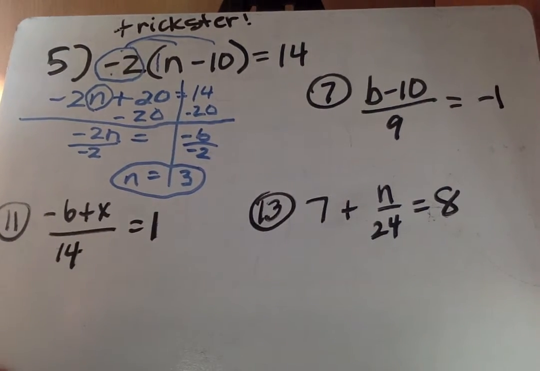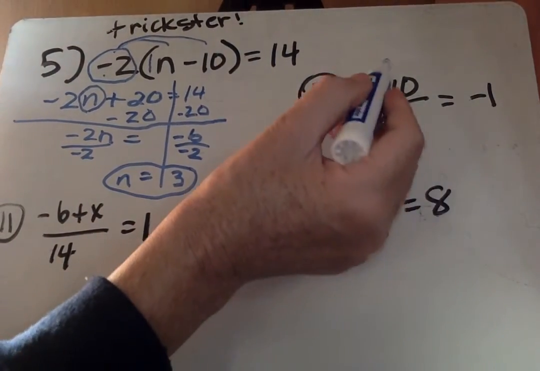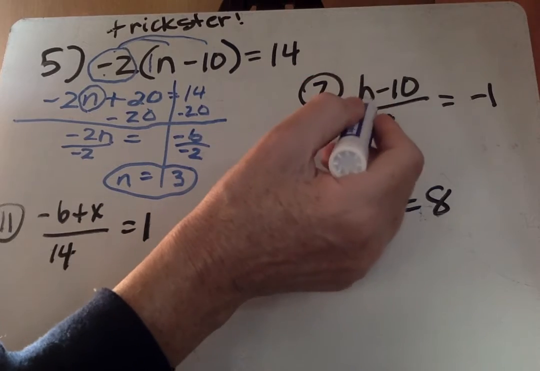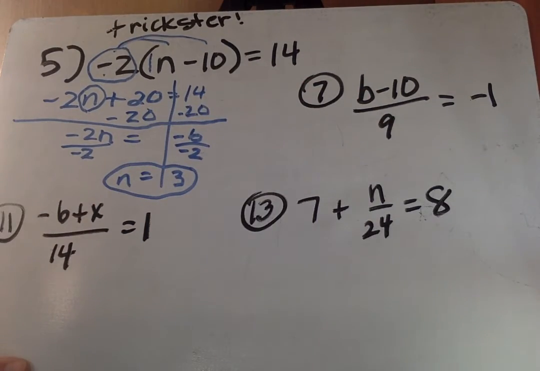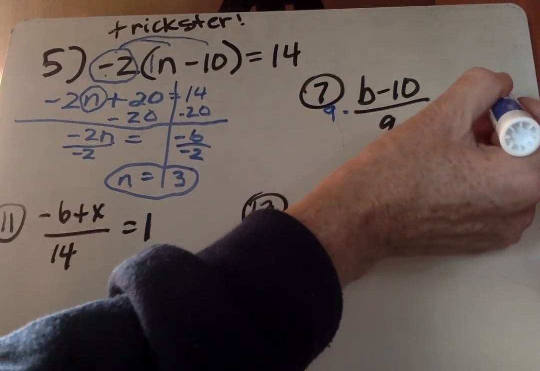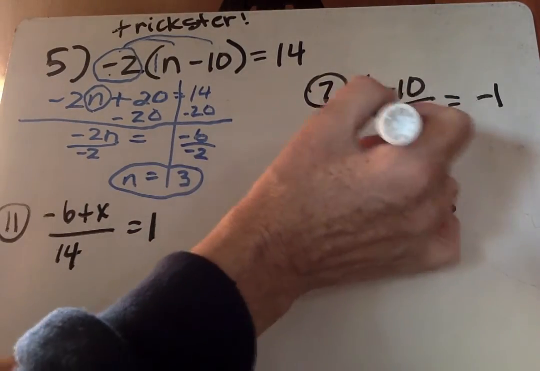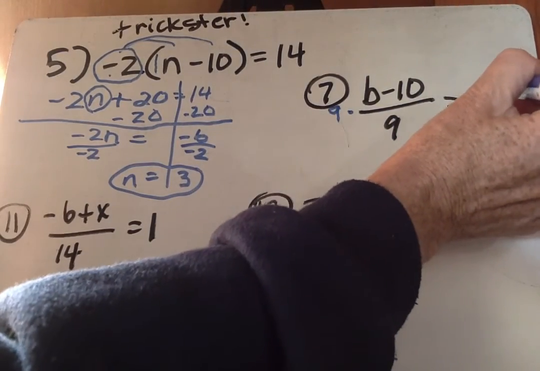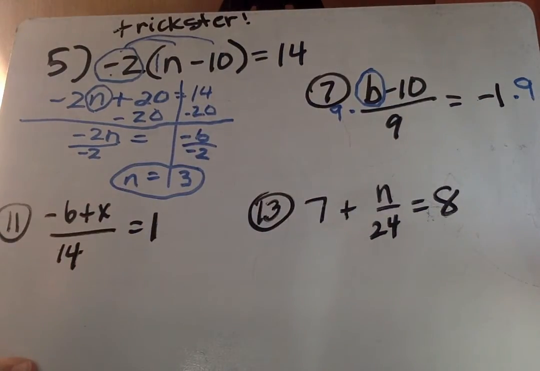Okay. All right, number 7 over here. Oh, see, there's my variable. And if it's a variable and a number divided by 9, what do we have to do? We have to multiply by 9. Now, don't make the mistake of multiplying by -1 over there, okay? So we multiply by 9, multiply by 9. You have to focus your attention on where the variable is, okay?